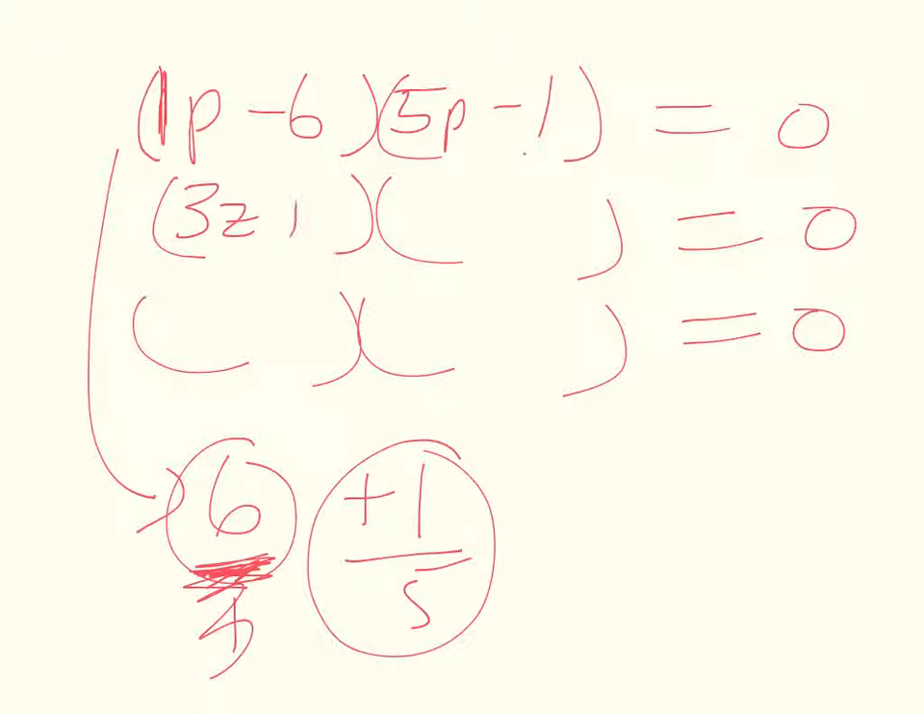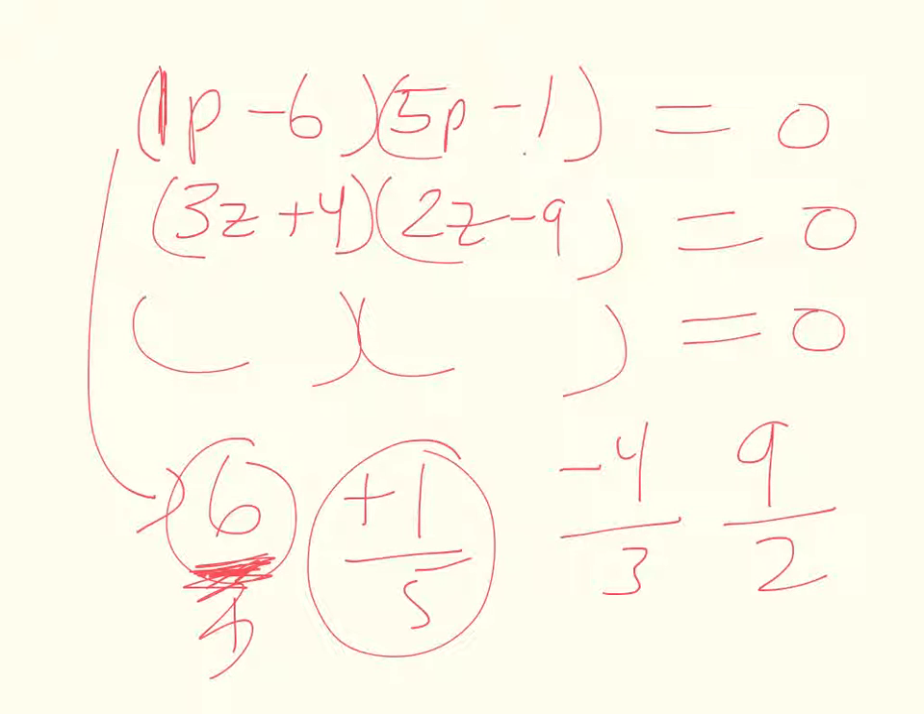3z plus 4, 2z minus 9. What are my zeros? Bring the 4 over, change the sign, divide by 3. Bring the 9 over, change the sign, divide by 2. Those are my zeros. Okay. Don't do this. No commas with the round brackets.